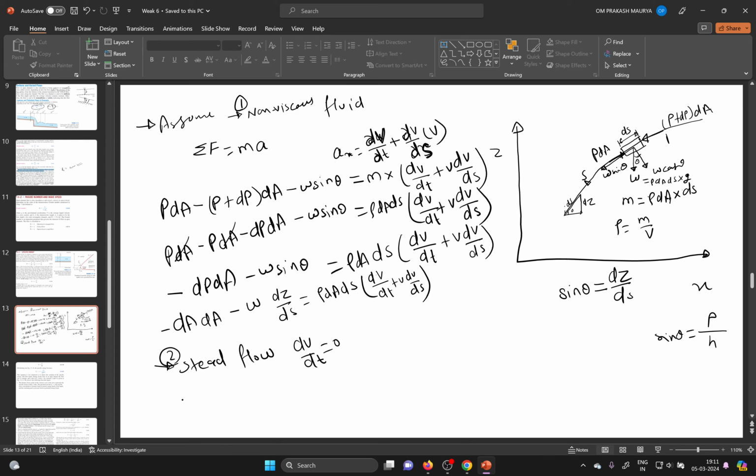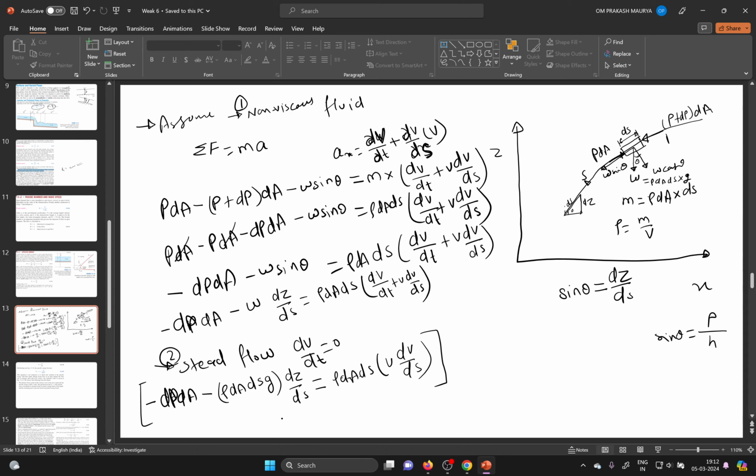So put everything here. So dA dP minus dP into W, which is rho dA ds into g sin theta, that is dz by ds, and here is the same thing, rho dA ds, and dV by dt is equal to 0, so only V dV by ds. So this is the equation.